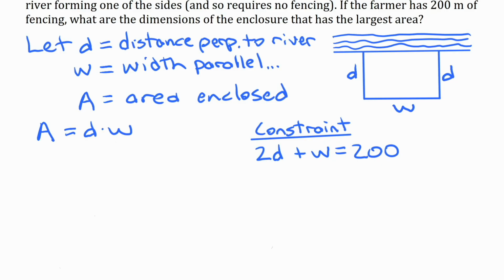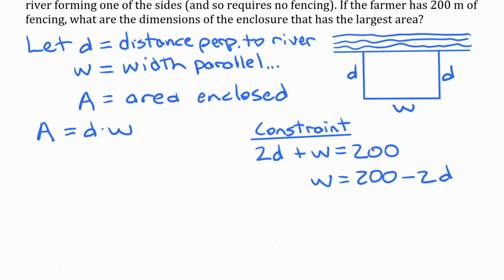So I'm going to choose to move that 2d over to the other side and make it into w equals 200 minus 2d. I prefer that because otherwise if you try to isolate the d, you have to divide by 2 and it gets a bit yucky. Not that having fractions involved is bad, but it's easier if we can keep those things out of it here.